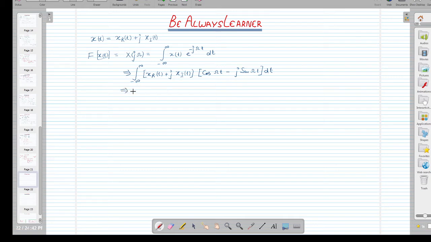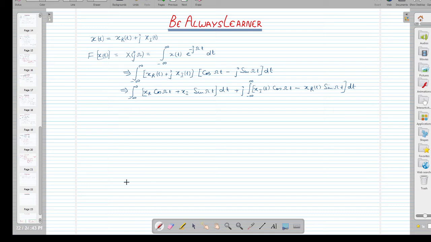Now, after multiplication of these two, we'll have integration with respect to time of x_r cos of ωt plus x_i sine of ωt within the bracket, plus the imaginary part: limit minus infinity to infinity, x_i function of time into cos ωt minus x_r function of time, that is sine of ωt, within the bracket dt. So that's how after multiplication we can express.